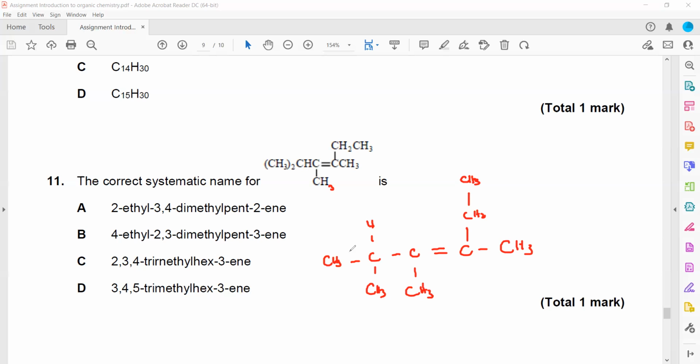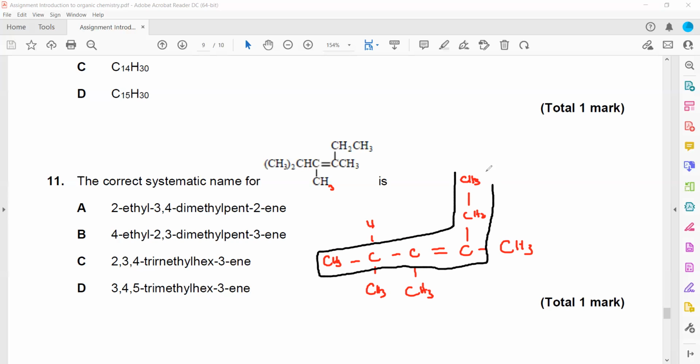So when we select the longest carbon chain, if I start from here 1, 2, 3, 4, 5, 6, 1, 2, 3, 4, and I have to include the double bond as well. So this looks the longest, 1, 2, 3, 4, 5, 6. So 6 gives us the longest carbon chain.